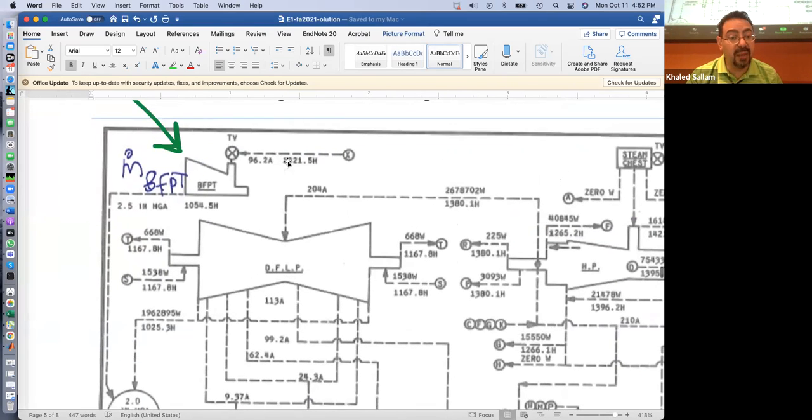So anyway, he's coming here, inlet and exit. Turbine, right? It gets bigger. It's clear. This is the inlet with the arrow showing direction, and this is the exit. So what is this number? 1321.5, that's H, enthalpy in. And what is this 1054.5 H?